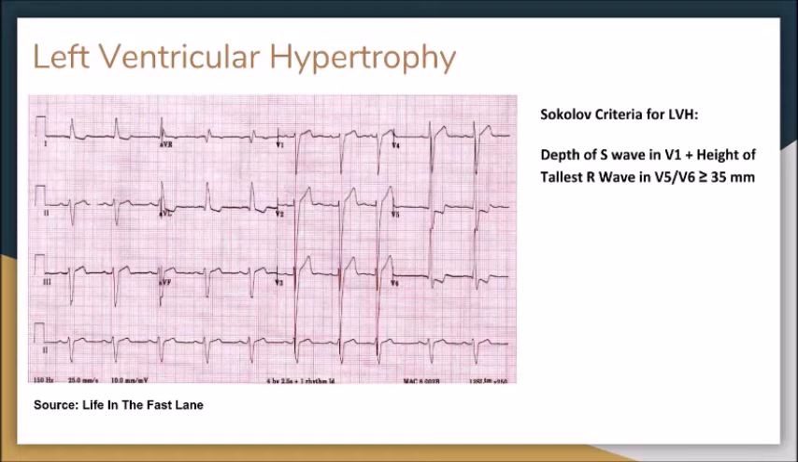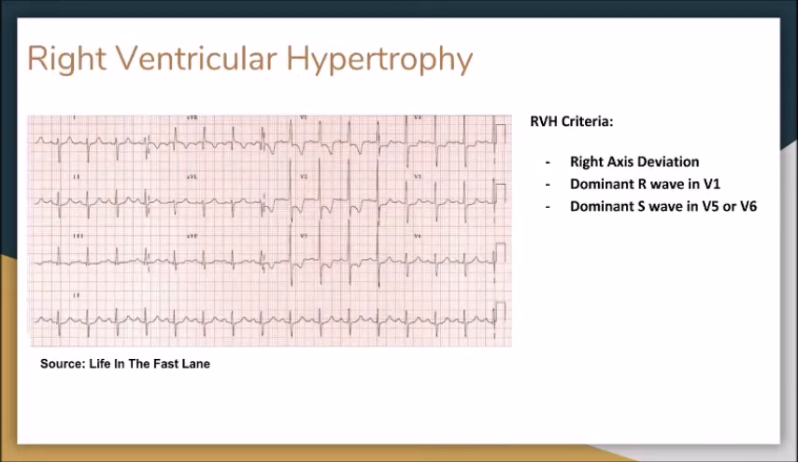And if you want to do the math right now, you can measure the depth of this S wave here and the height of this R wave here. Remember, each big box is around 5 or so. You can add them together, and that'll be greater than 35. So this is a case of left ventricular hypertrophy.